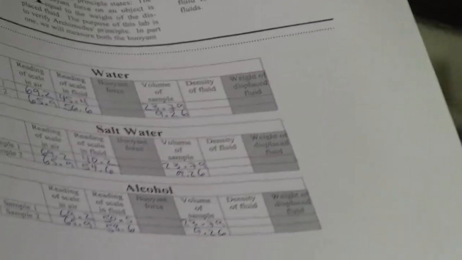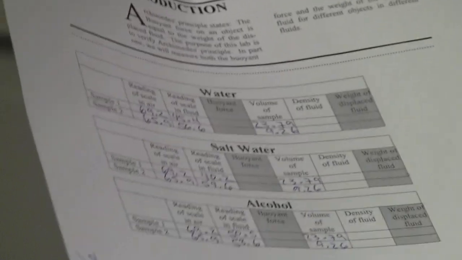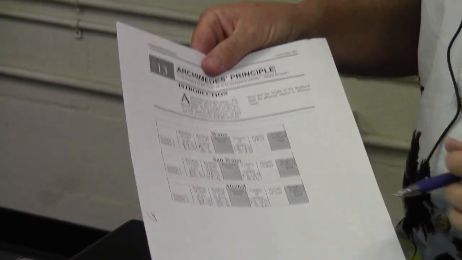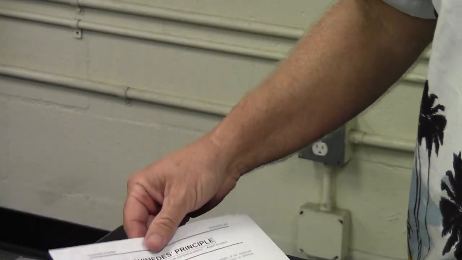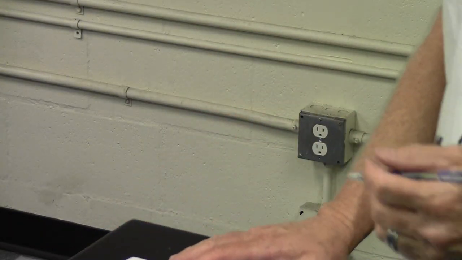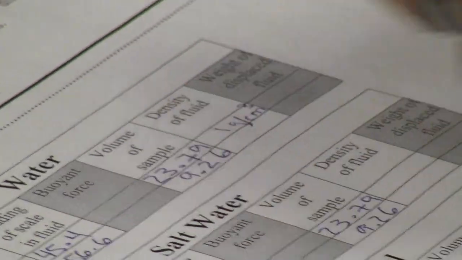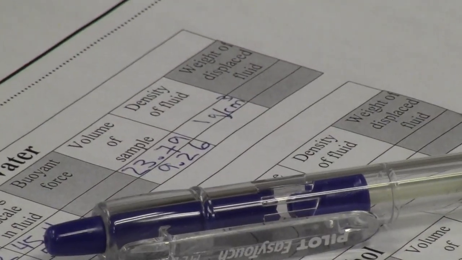And hopefully it will, all six times, trying to show you it doesn't matter what fluid, it doesn't matter what material it is, it doesn't matter how big the materials are. The buoyant force is equal to the weight of the displaced fluid. All right, so let's get the densities. The first one, water, is really easy. It's the standard 1 gram per cubic centimeter. I'm not even going to measure it. Maybe I'll write it on the board here.